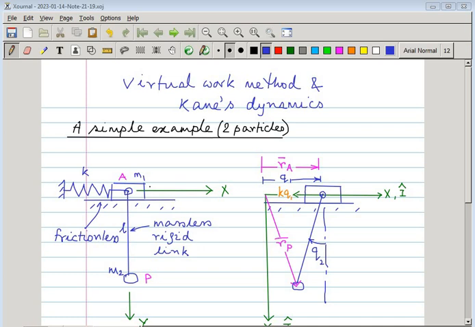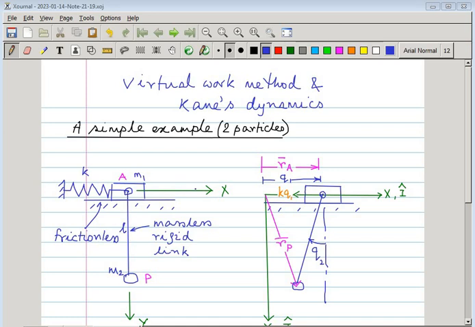This is a well-known problem. So this is one block. This block can be treated as a particle. This block slides over this frictionless surface, and the mass of the block is m1, and this block is fixed to the wall through a spring of stiffness K. So from the block there is a frictionless hinge, and from the hinge a massless rigid link is there, and at the end of the link there is a concentrated mass m2. So we call this block A and call this concentrated mass P.